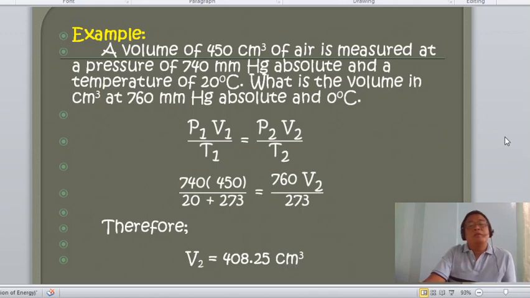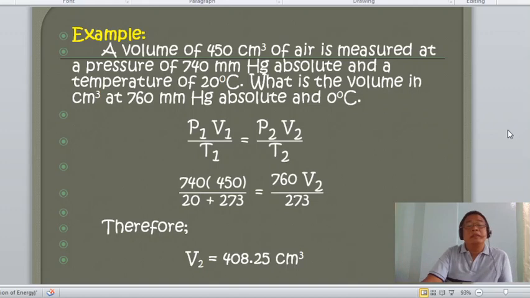So, another example. A volume of 450 cubic centimeter of air is measured at a pressure of 740 millimeter of mercury absolute and a temperature of 20 degrees Celsius. What is the volume in cubic centimeter rather at 760 millimeter mercury absolute at 0 degrees Celsius?